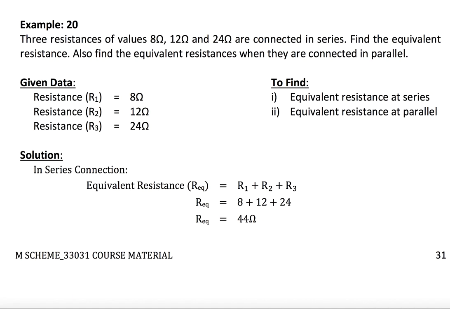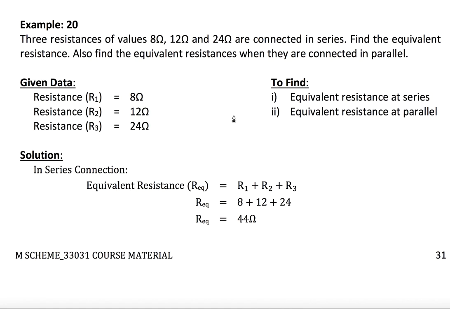Three resistances of values 8 ohm, 12 ohm, 24 ohm are connected in series. Find the equivalent resistance. Also find the equivalent resistance when they are connected in parallel. When they are connected in series, that is going to be simple. 8 plus 12, 20. 20 plus 24, 44. That is the equivalent resistance in series.